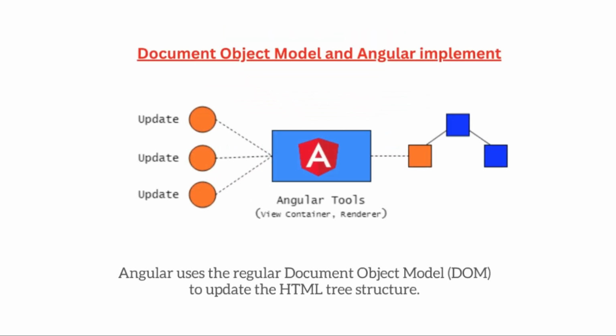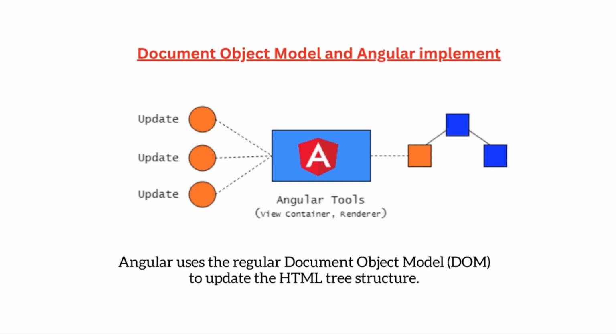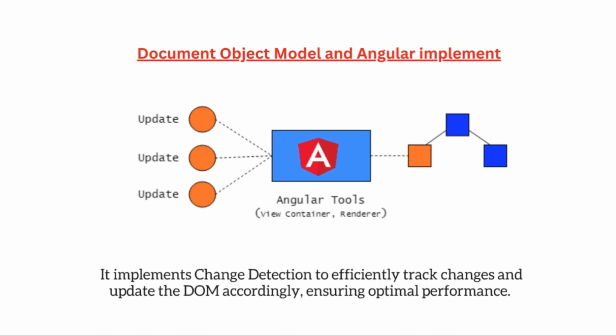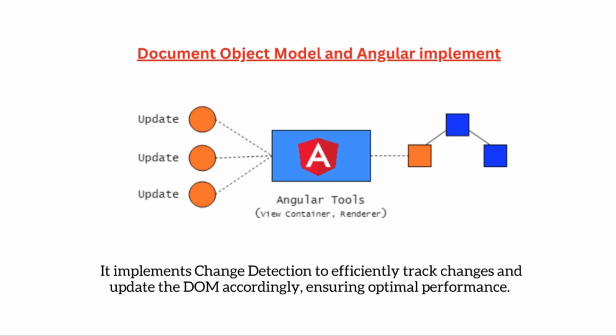Angular uses the regular Document Object Model (DOM) to update the HTML tree structure. It implements change detection to efficiently track changes and update the DOM accordingly, ensuring optimal performance.